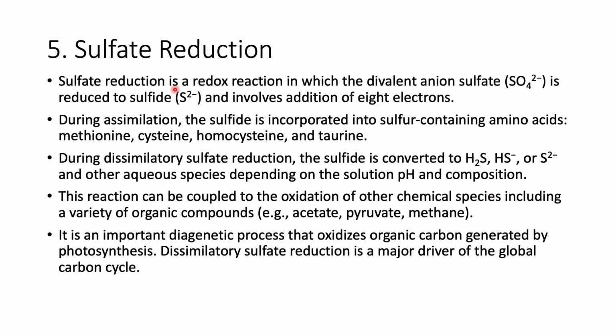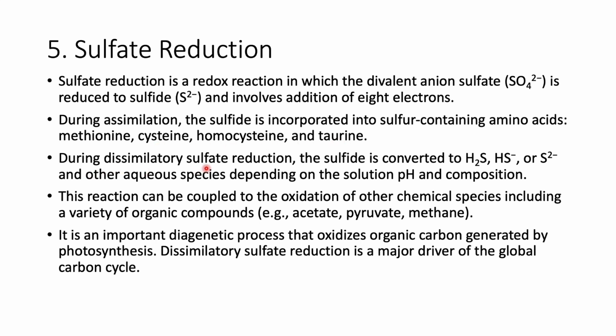Then the next one is the sulfate reduction reaction. Sulfate reduction is a redox reaction in which a divalent anion sulfate, SO4 2-, is reduced to sulfide, S 2-, and it involves addition of 8 electrons. During assimilation, the sulfide is incorporated into sulfur containing amino acids, mainly methionine, cysteine, homocysteine and taurine.